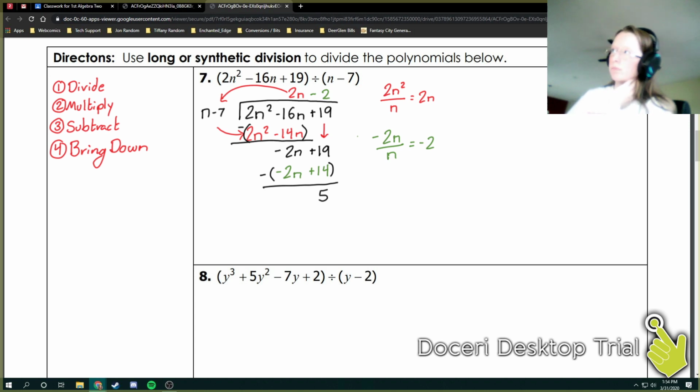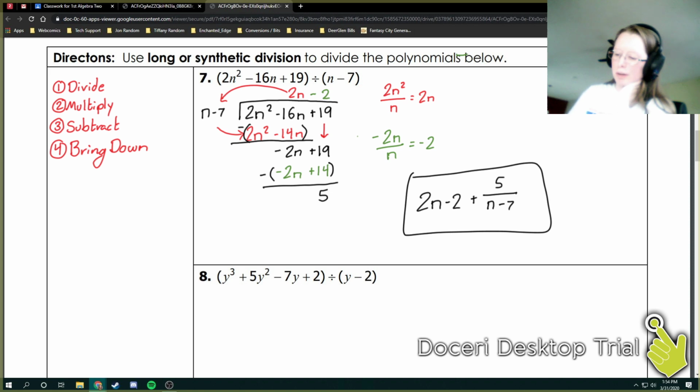Alright. We know we are done because there is nothing else to bring down. So now we just have to write our answer. So the answer to this problem is 2n minus 2, which is coming from our quotient bar, plus our remainder over our divisor. The different parts that were used to write our answer: our quotient, our remainder, and our divisor.